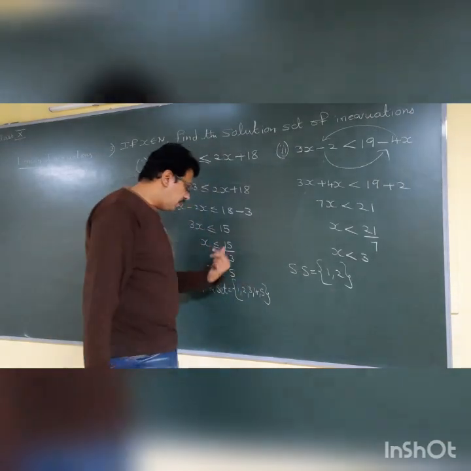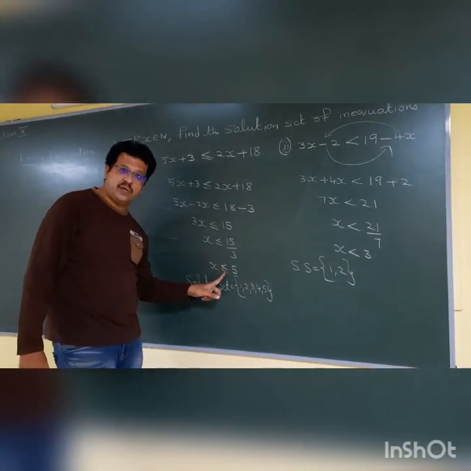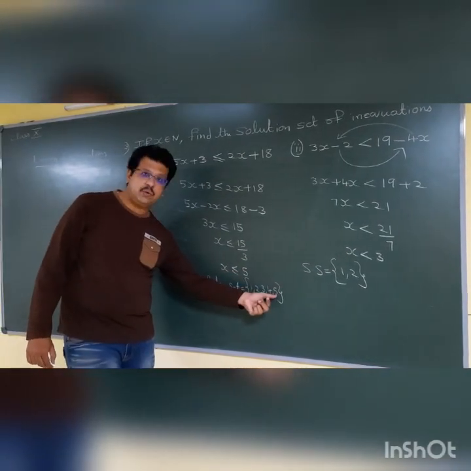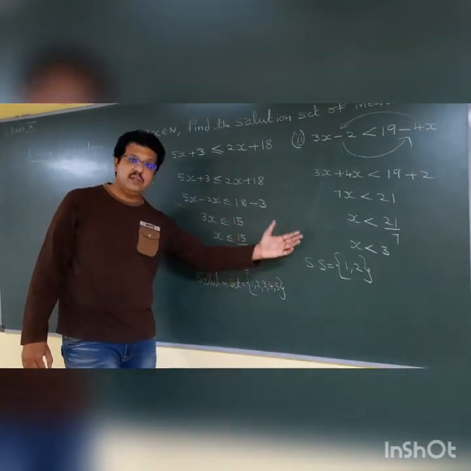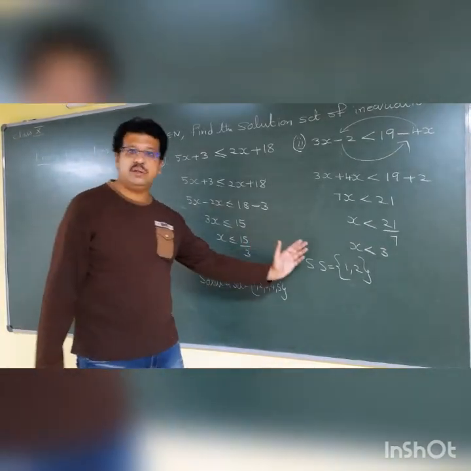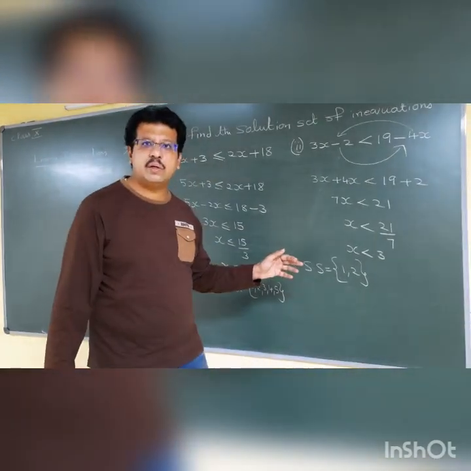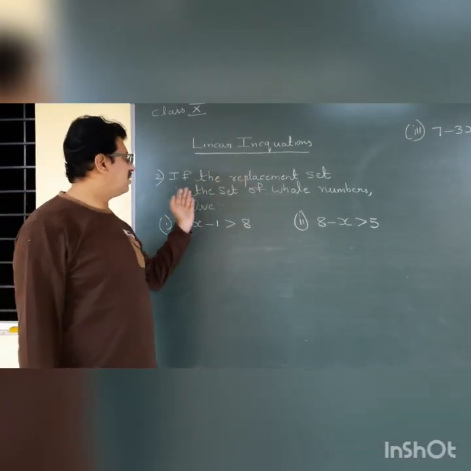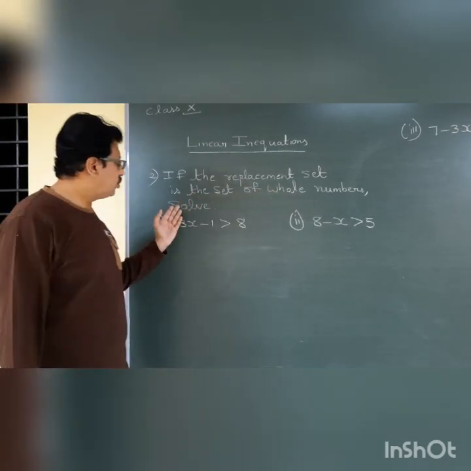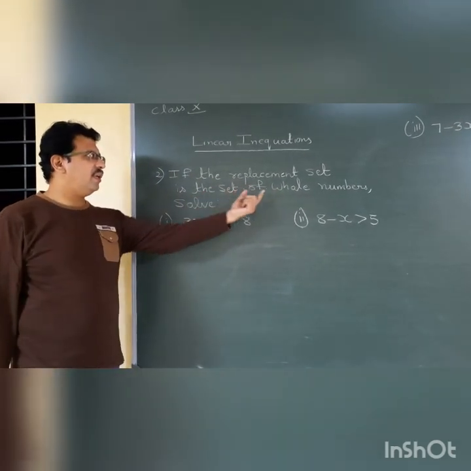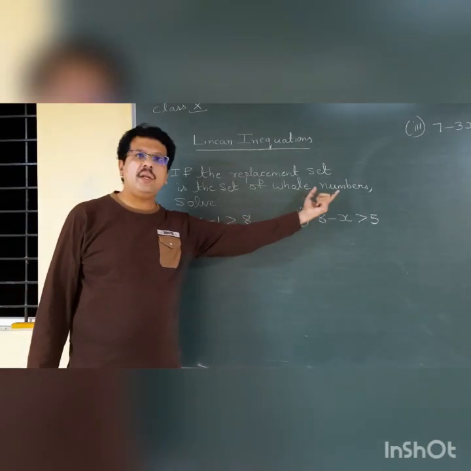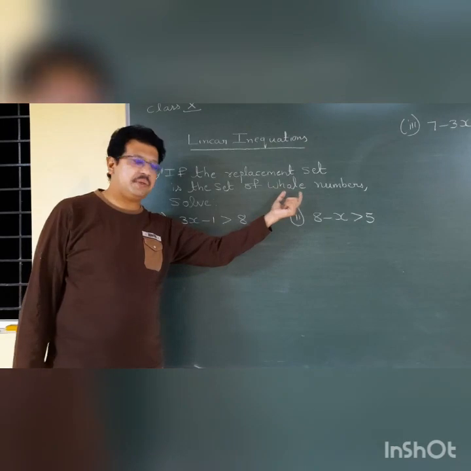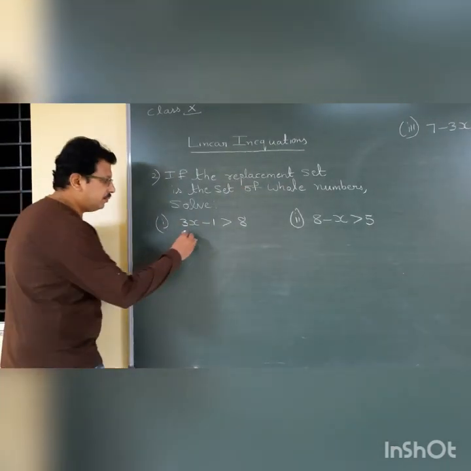In the previous problem, it was less than or equal to 5. Children, you need to observe the difference. Less than or equal to means we have to include 5 also. That is the difference we have to find in these two problems. You need to be very clear about this. So the next problem is: if the replacement set is the set of whole numbers, solve. We have to be very clear and read the question properly, children. It's whole numbers. So let us solve this problem now.